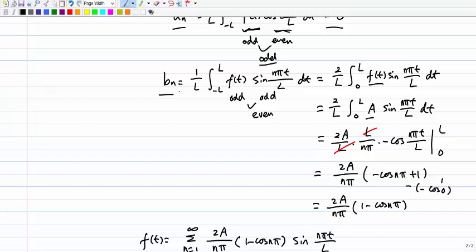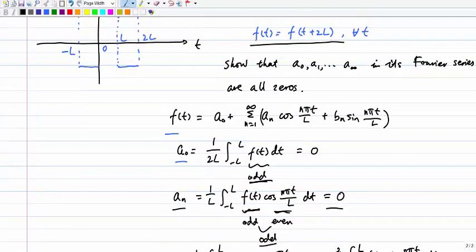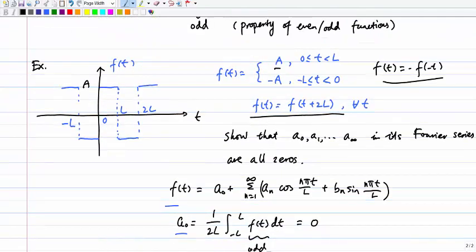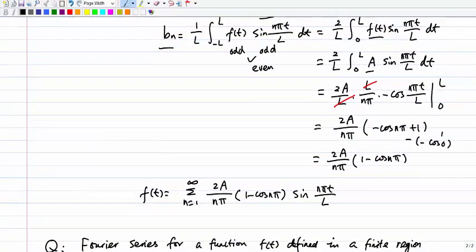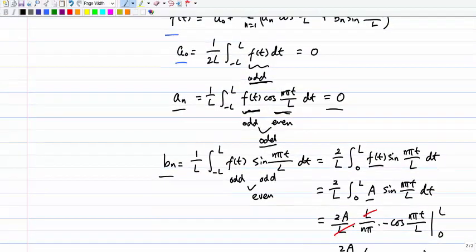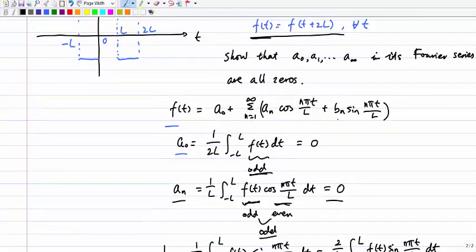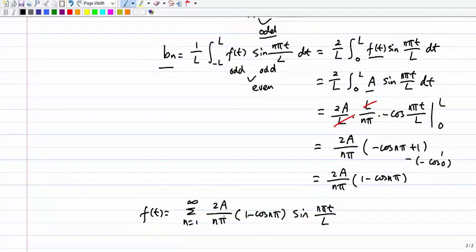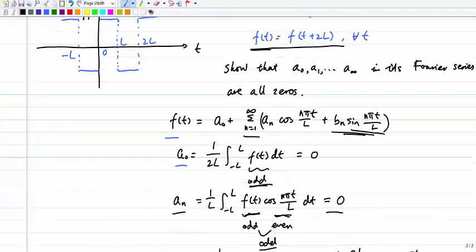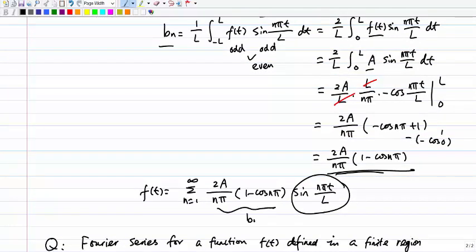So that's my Bn. So actually the Fourier series for the function f(t) is given by the summation from n from 1 to infinity, because all my a terms, a0 and an, are equal to 0, right? So the only term is here. So it's the summation from n equals 1 to infinity of 2a over n pi times 1 minus cosine n pi times sine n pi t over L. Just have to replace this one. Don't forget this part is the Bn.